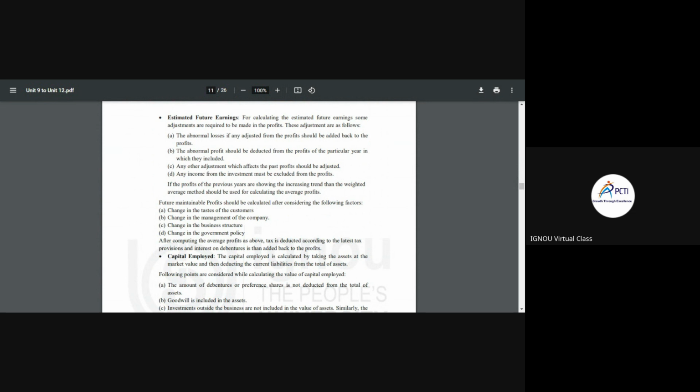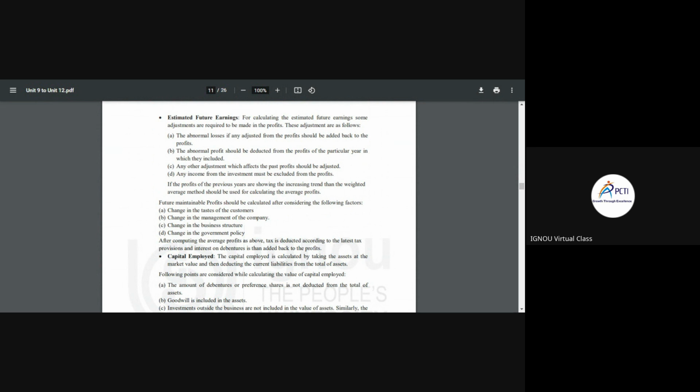Then the future maintainable profit should be calculated after considering the following factors. First one is change in the taste of the customer. Second one is change in the management of the company. Third one is change in the business structure. Fourth one is change in the government policy. So after computing the average profit as above, tax is deducted according to the latest tax provision and the interest on debenture is then added back to the profits.